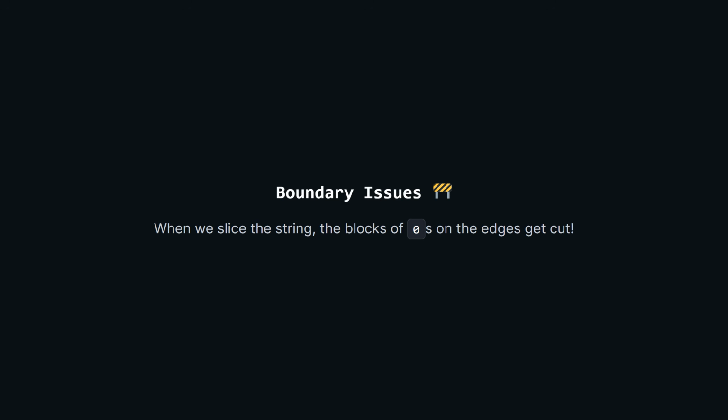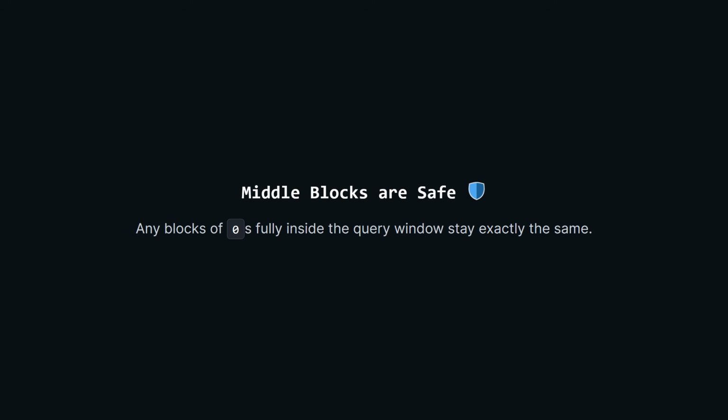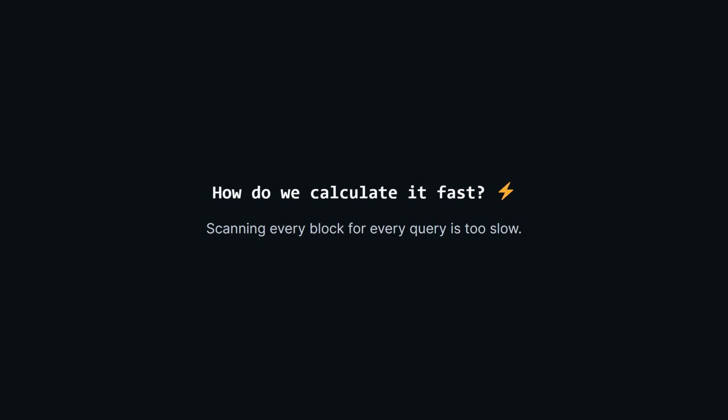This introduces a tricky problem. If a block of zeros crosses the edge of our query window, it gets cut off. We can only use the part of the block that falls inside the window. Luckily, any blocks of zeros that are completely inside the query window aren't affected at all. Their lengths stay exactly the same as they were in the original string. If we just manually scanned the substring and counted the 0 blocks for every single query, our code would run way too slow and give a time limit exceeded error. We need a faster way to find that maximum adjacent sum.